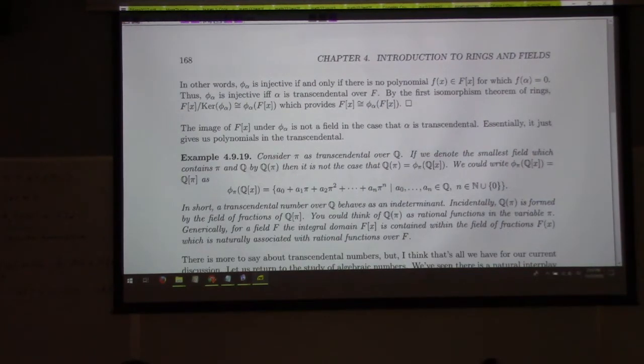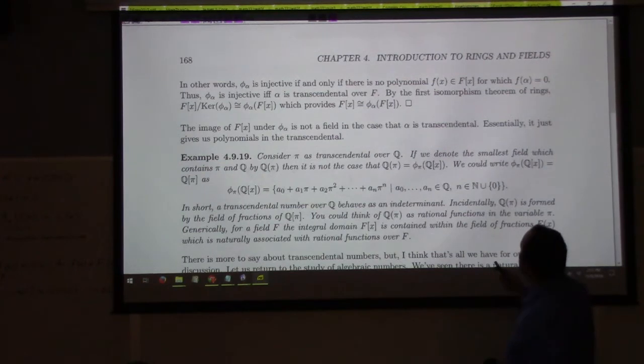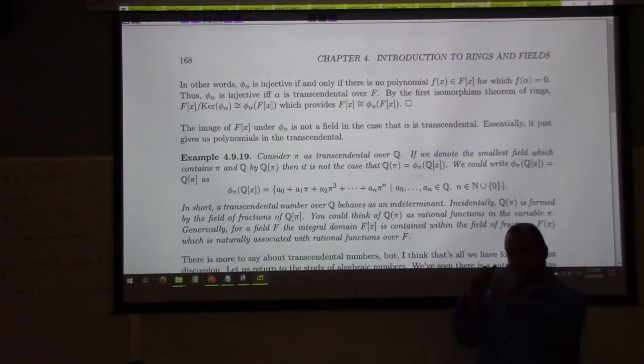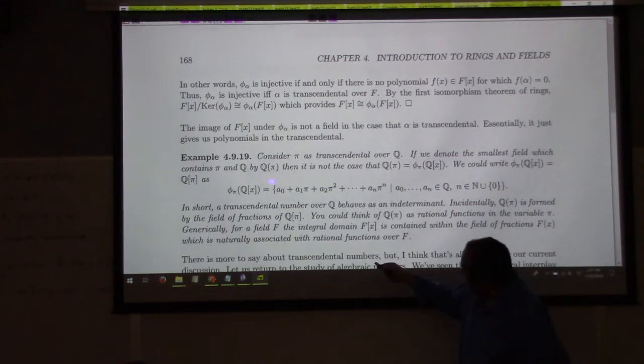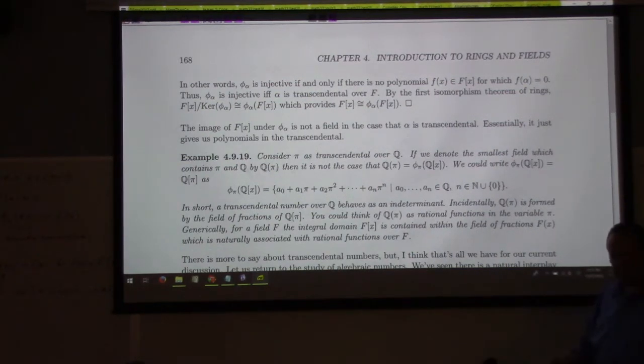Essentially what it says is that if you work with a transcendental number over the rationals, it's like working with polynomials. So Q adjoin pi, where is it? Well, this is the field. So Q square bracket pi would be polynomials in pi, like rational coefficient powers of pi, finitely many, non-zero. This is the field formed by adjoining pi, which is essentially rational functions in pi.